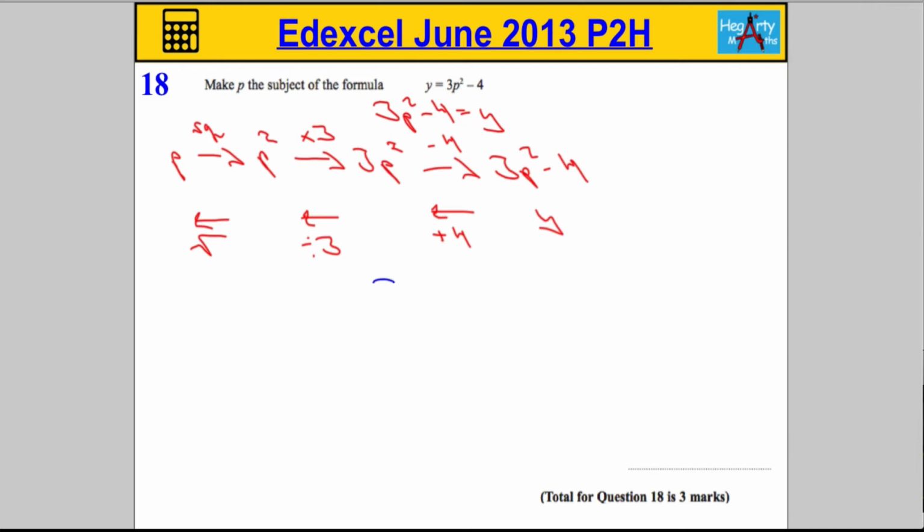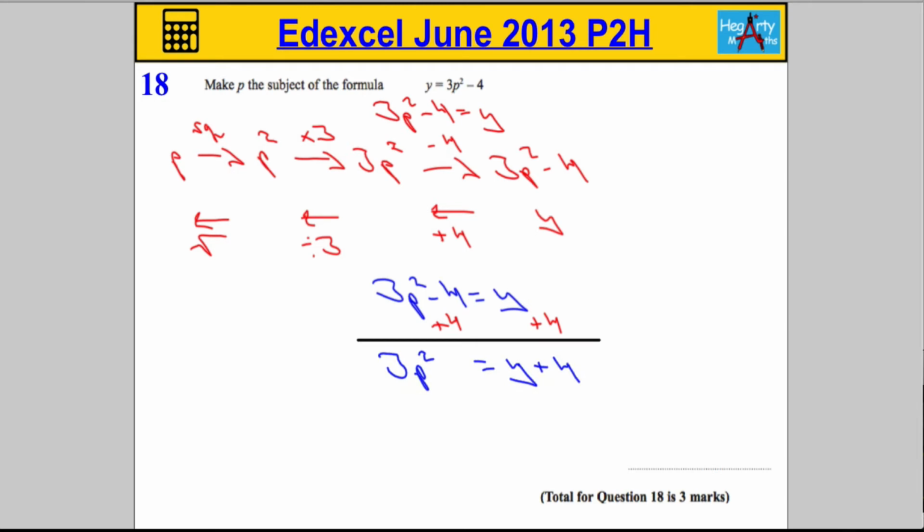And let's write down the expression again. 3p squared minus 4 equals y. So, like I said, we're going to add 4 to both sides. So adding 4 over here and adding 4 here. And that should give us 3p squared equals y plus 4. So 3p squared, think about it, y, if I add 4 to it, we get y plus 4.